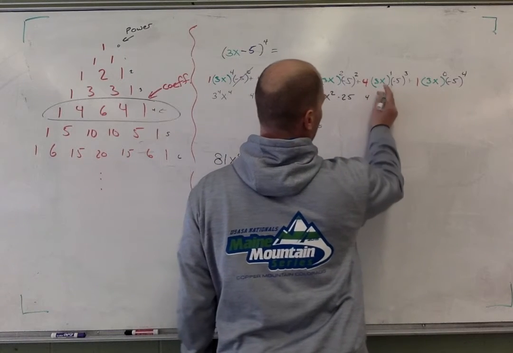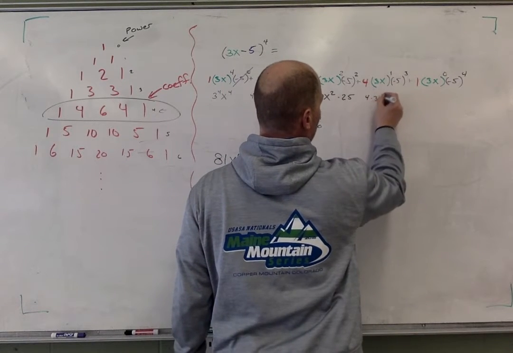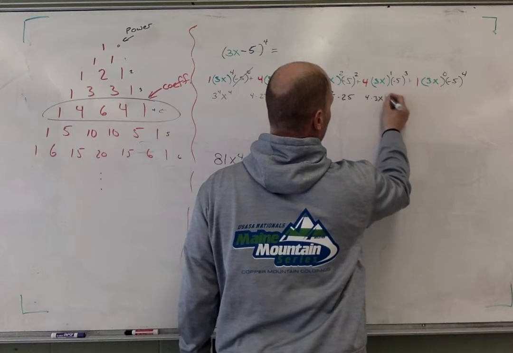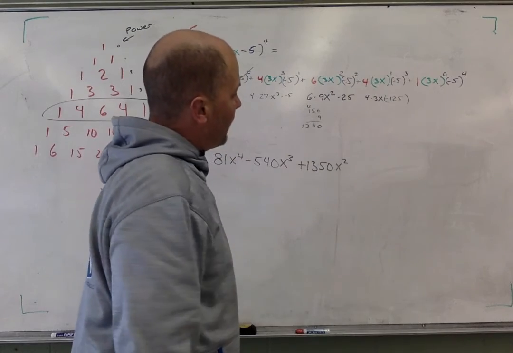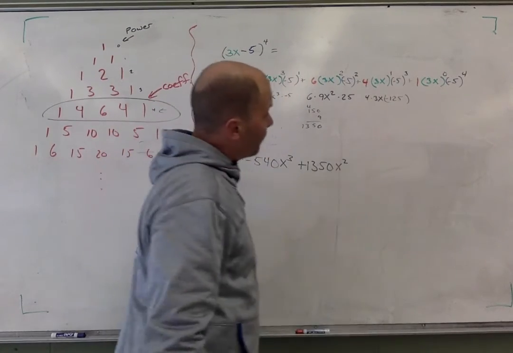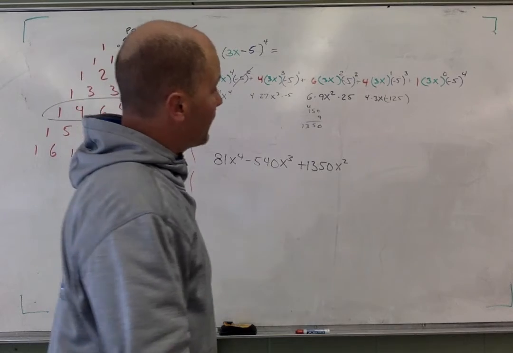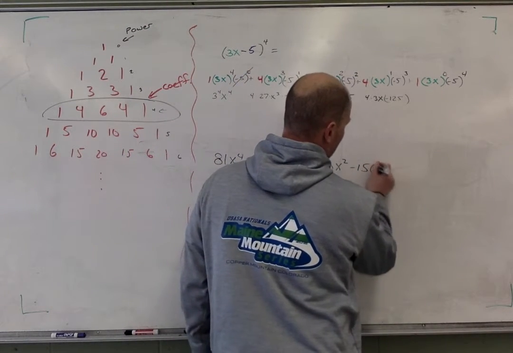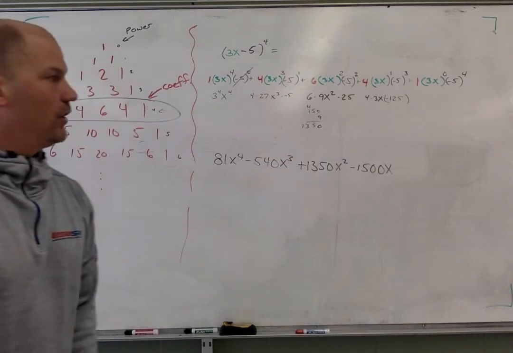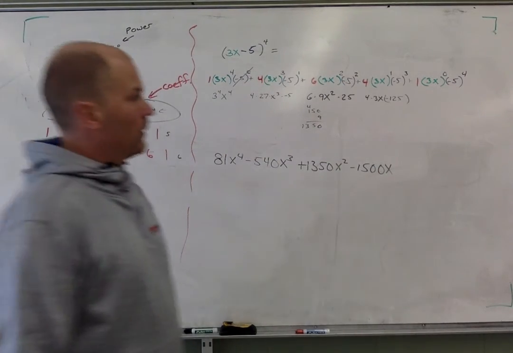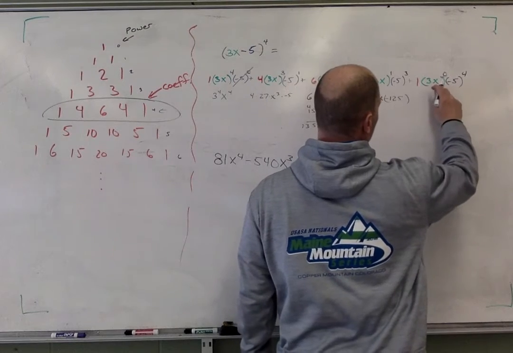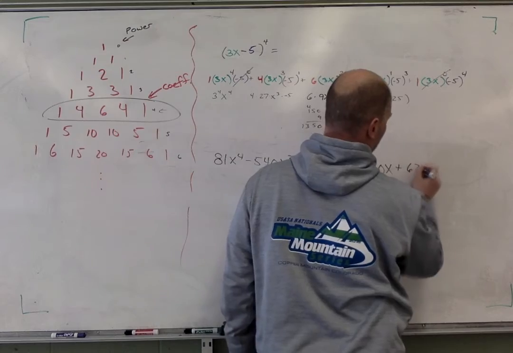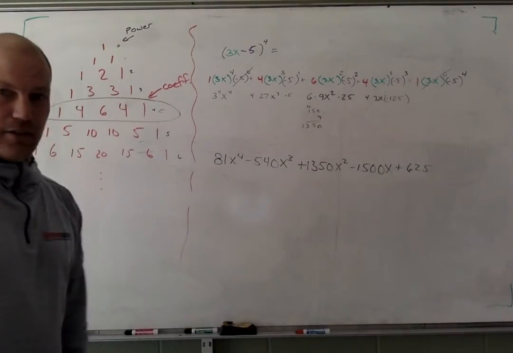Well, the 4 just carries down. 3x to the 1, that's just 3x. Negative 5 cubed is negative 125. Negative 125 times 4 is negative 500. Negative 500 times 3 is negative 1500x. Negative 1500x. And then the last one. 1 is easy. 3x to the 0, that's just 1. Negative 5 to the 4th is 625. And that is my answer.